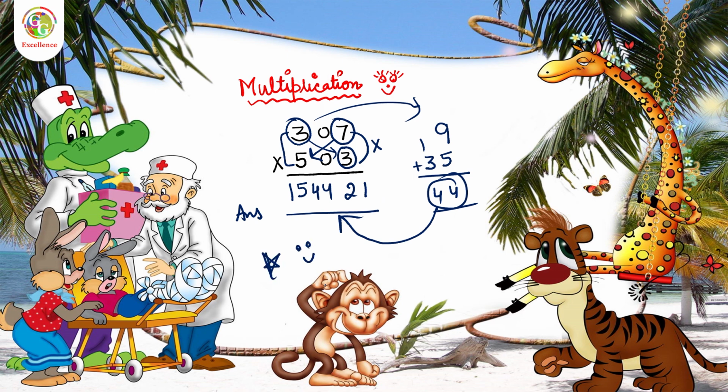Now I'm going to give you one question. Please give me your answer in the comment box. So here is your question. Multiply 807 with 906. I'm waiting for your answer.